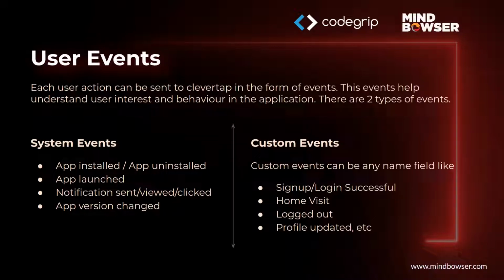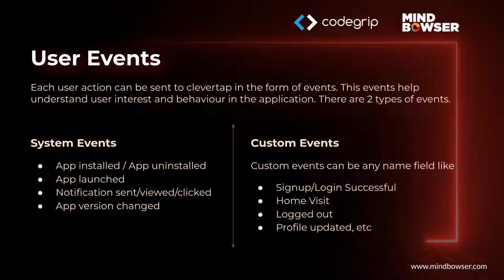There are two types of events: system events and custom events. System events are nothing but auto-generated events, such as app installation, app uninstall, app launch, when the user gets a notification, and when he views and clicks on the notification. Such events are generated automatically. Like when I launch the application, I should be able to see the app install event, which is auto-generated.